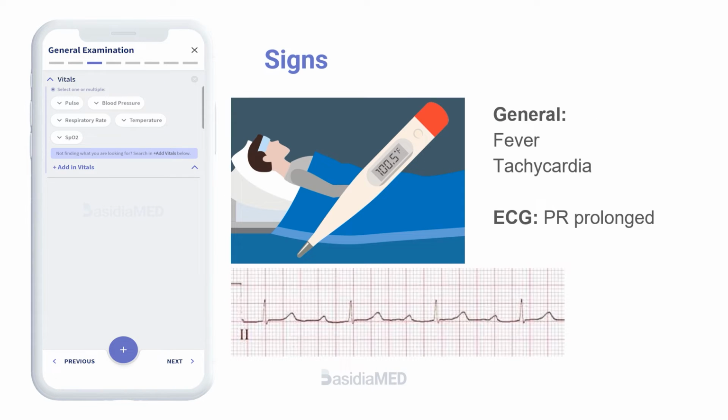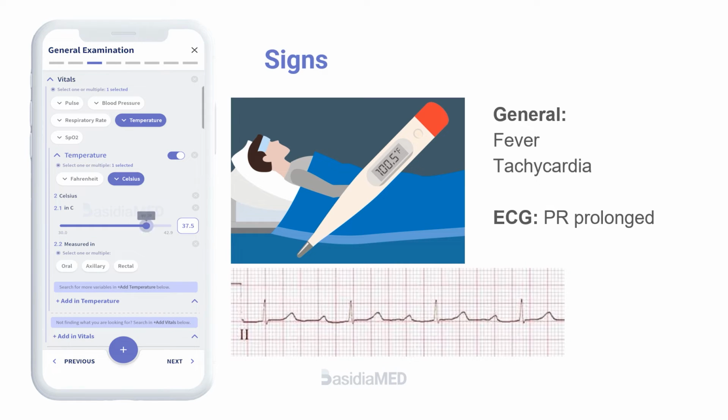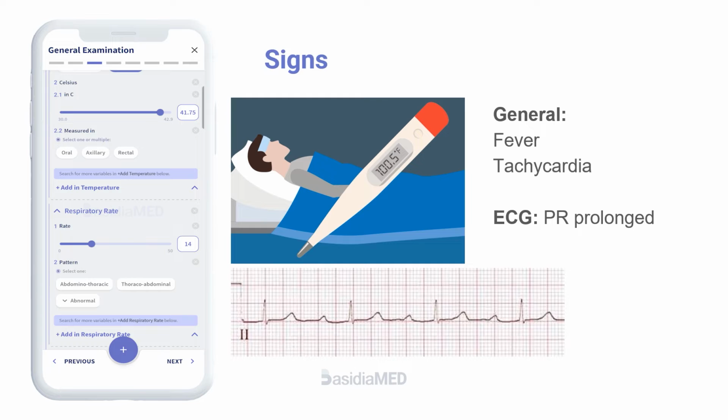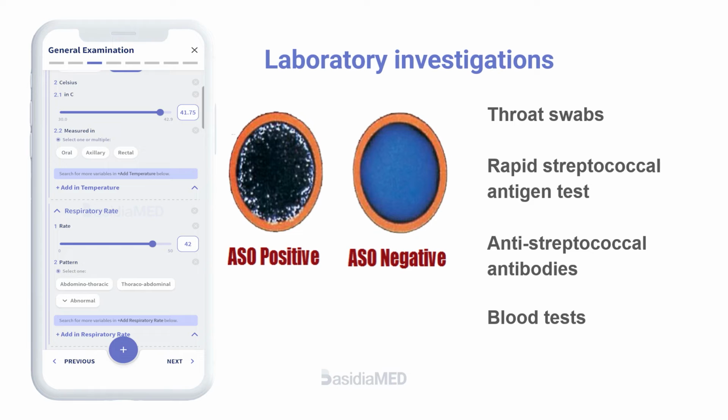Signs. On general examination, the patient may have fever and tachycardia. ECG shows sinus tachycardia, but it may also show prolonged PR interval, seen in first degree, second degree, or complete heart block. The following laboratory investigations are used.